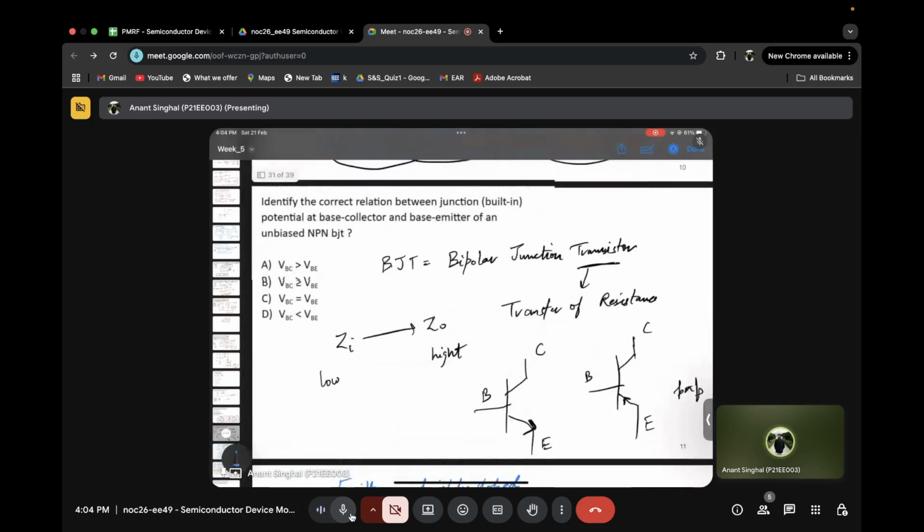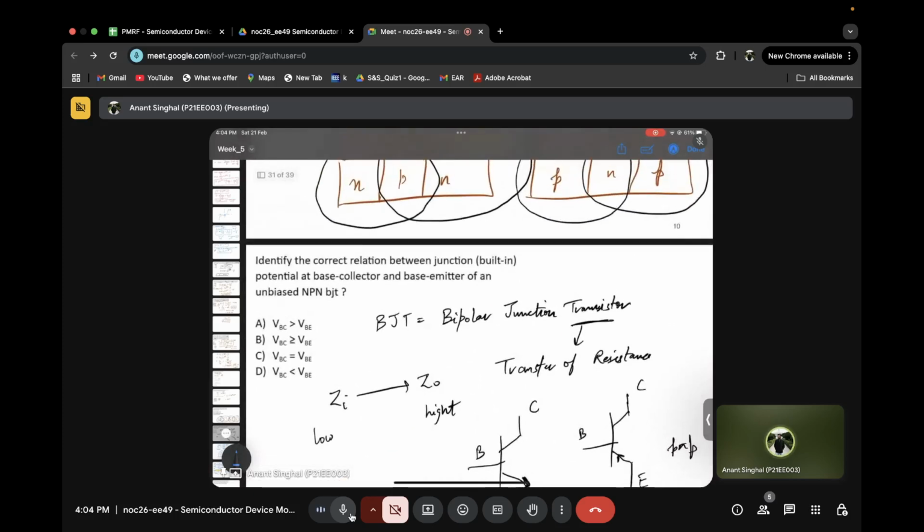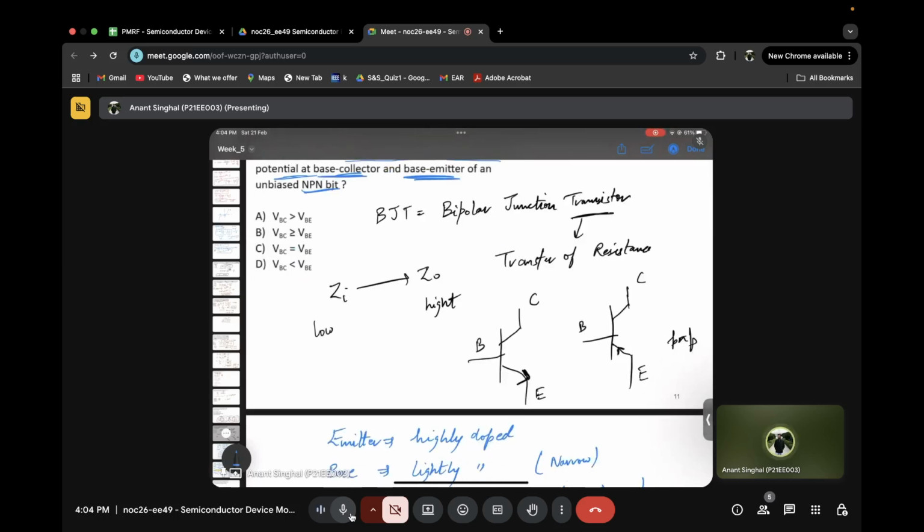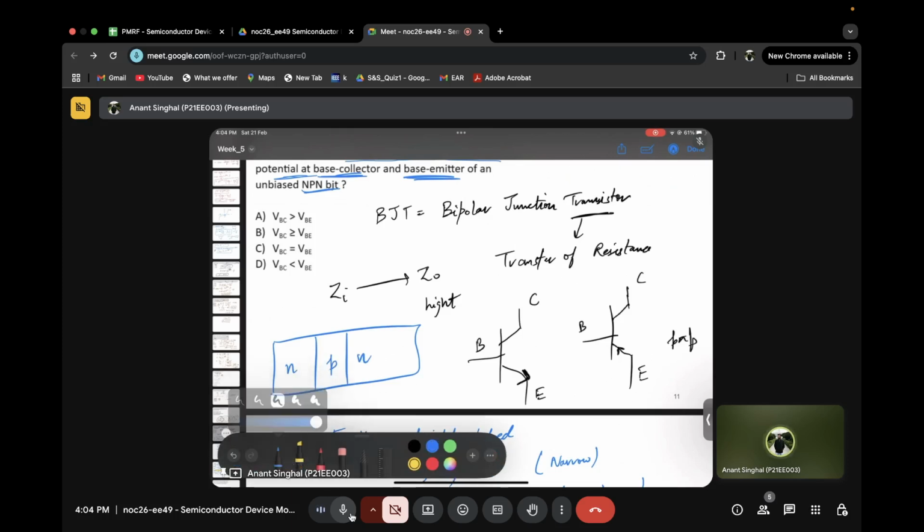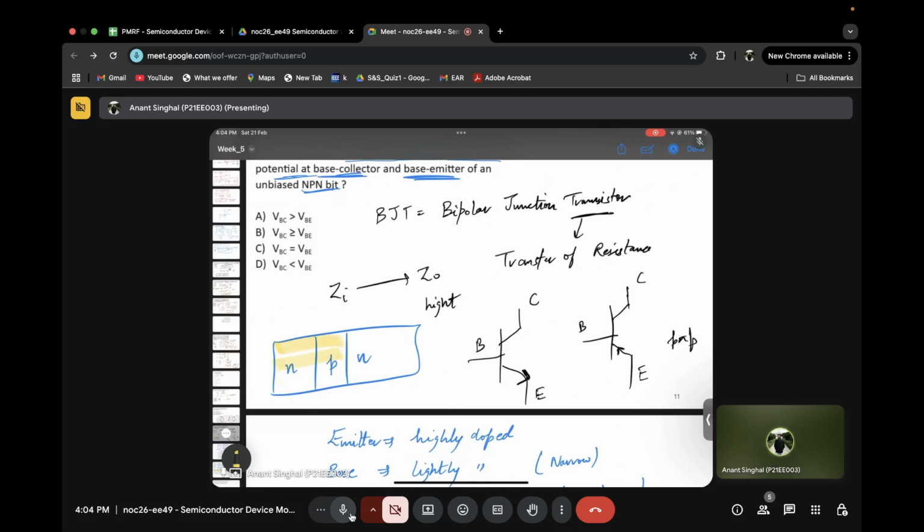That question can actually be done on the understanding of diode also. It says identify the correct relation between the built-in potential at base-collector and base-emitter for an NPN. As I said, let's say this is NPN. We know what a diode is, right? So this is one diode and this is the second.